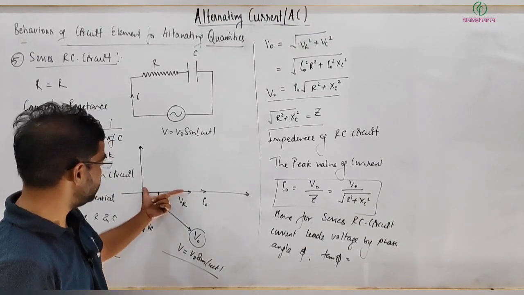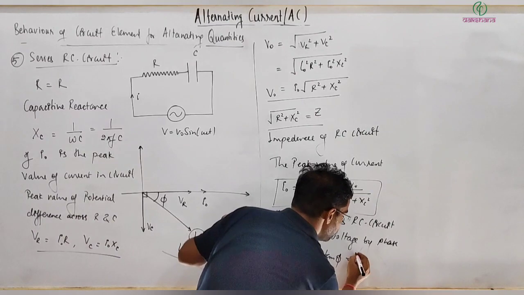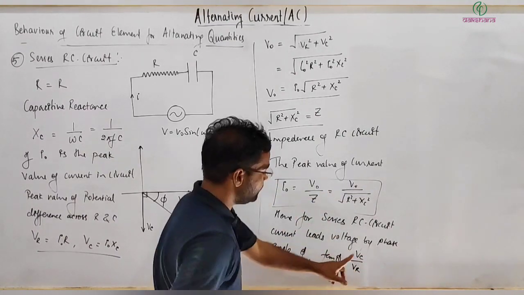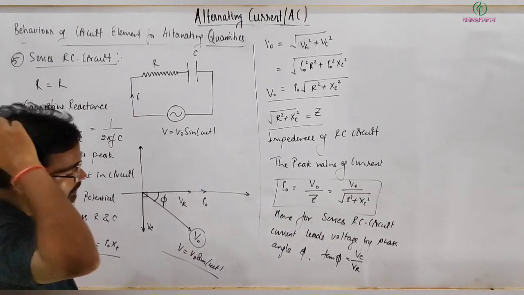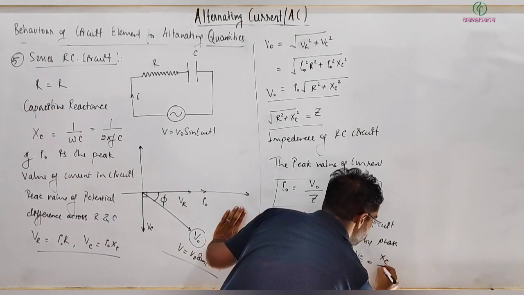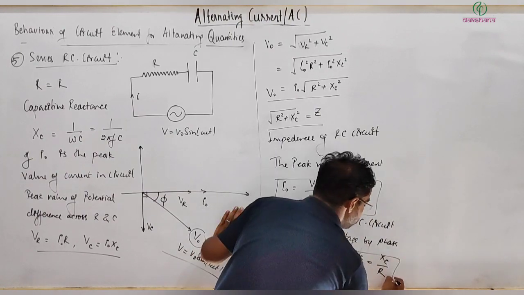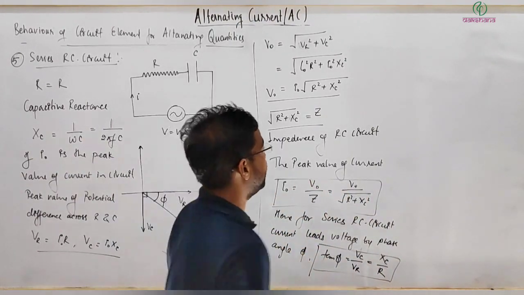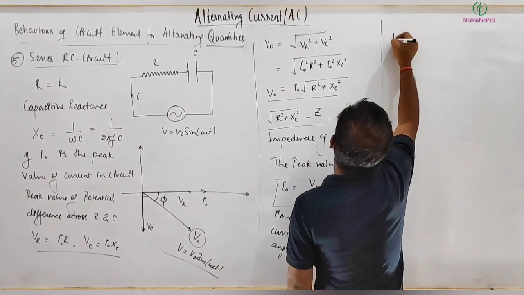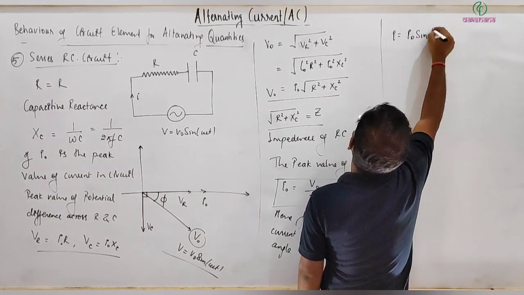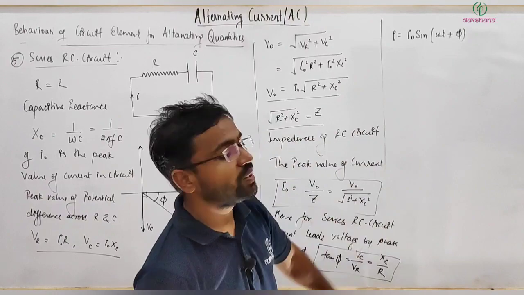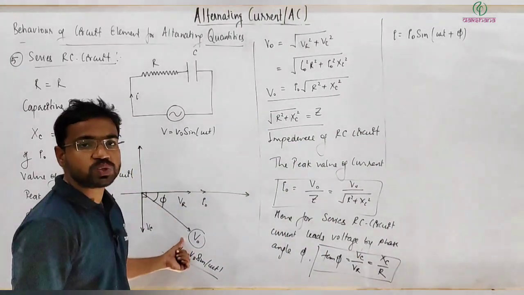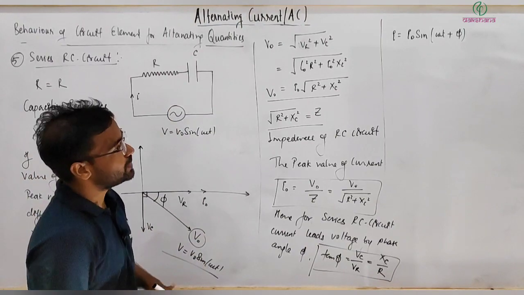VC divided by VR, and VC is what? VC is I naught into XC, and VR is I naught into R. I naught gets cancelled. This comes out to be XC divided by R. This is the phase difference phi. So the phi is known, then I can get my current. So I is given by I naught sine of omega t plus phi or minus phi. It should be plus phi, because your current will be leading the potential drop, the source EMF in case of an RC circuit.